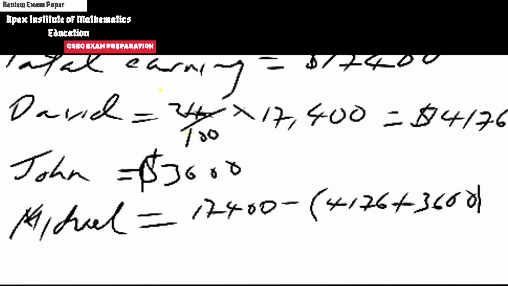So if we go on our calculator and do this calculation here, we're going to have 17,400 minus 4,176 minus 3,600. We will find out that Michael would have received a total of $9,624.